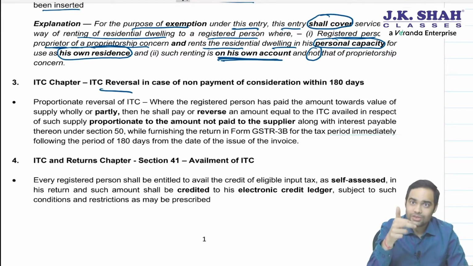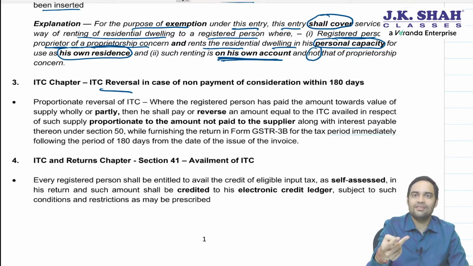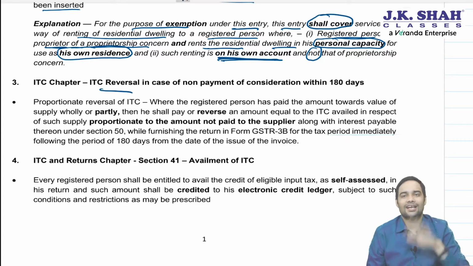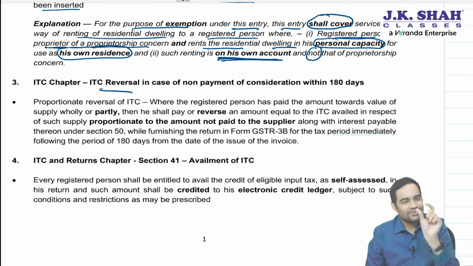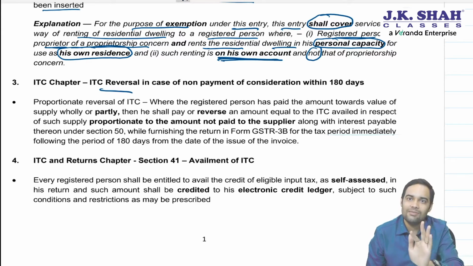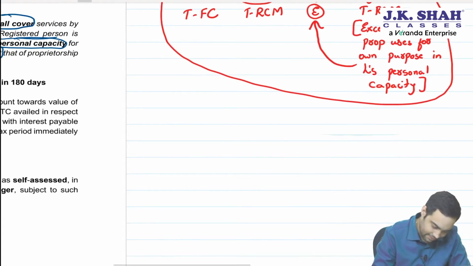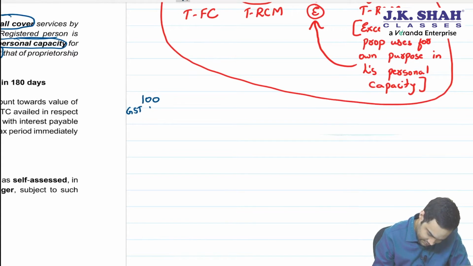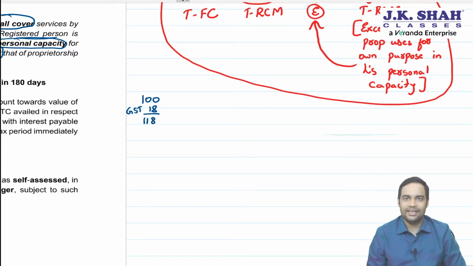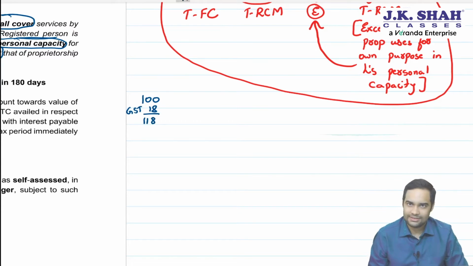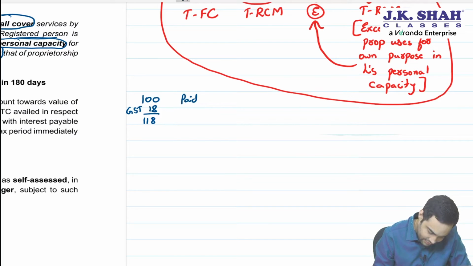Now, if a proportionate amount is paid, whether full reversal will have to be done or proportionate reversal, government has clarified that proportionate reversal will be required, because if some amount is paid, then reversal will be only to the extent of amount not paid. Let me show you an example. Say suppose value of invoice was 100, GST 18, total 118. Now if I don't pay 118, then I will have to reverse 18 rupees. But say suppose I have paid 59, then the unpaid amount is 59.